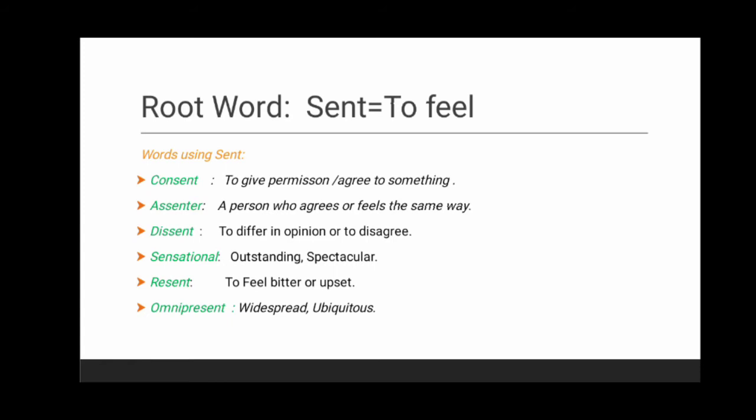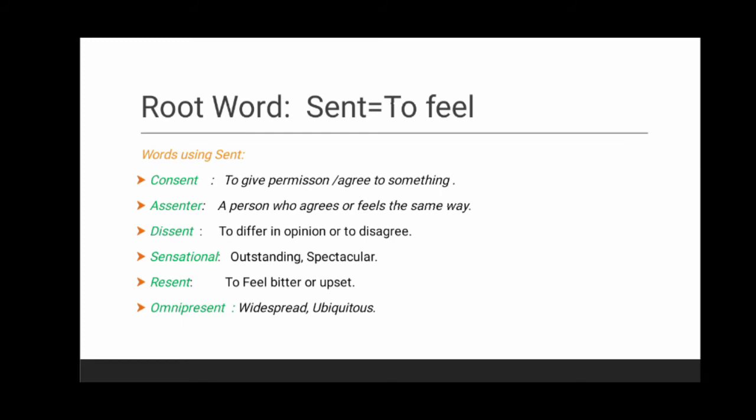And the next word is assenter, which means a person who agrees or feels the same way. Coming to the example sentence, the president was planning to strengthen the authority of assenters. And the next word is dissenters, to differ in your opinion or to disagree. Coming to the sentence, he did everything in his power to suppress the political dissent.